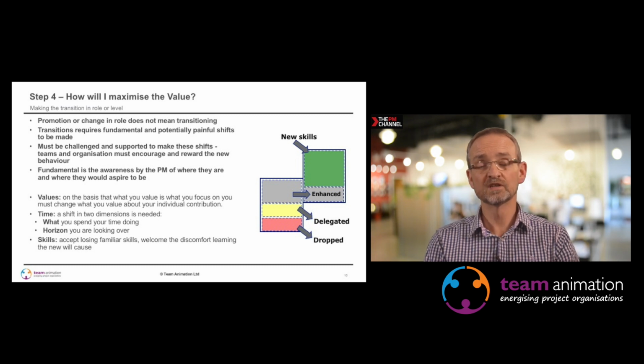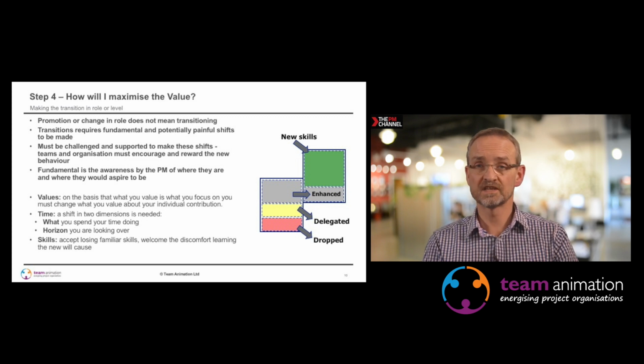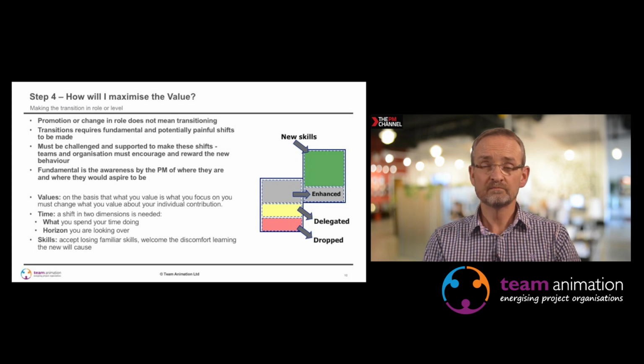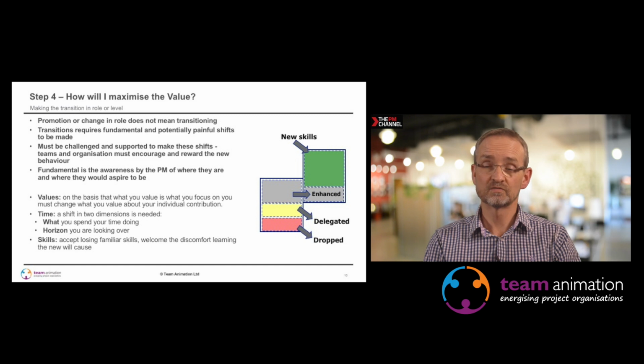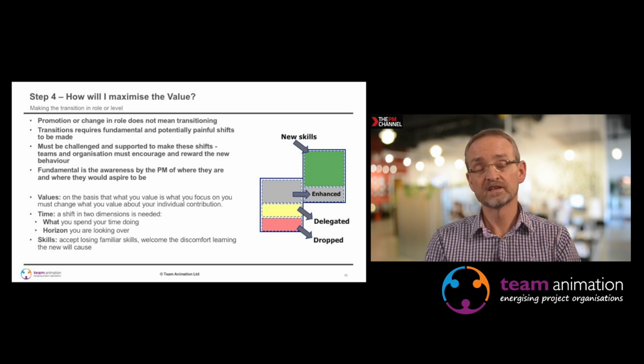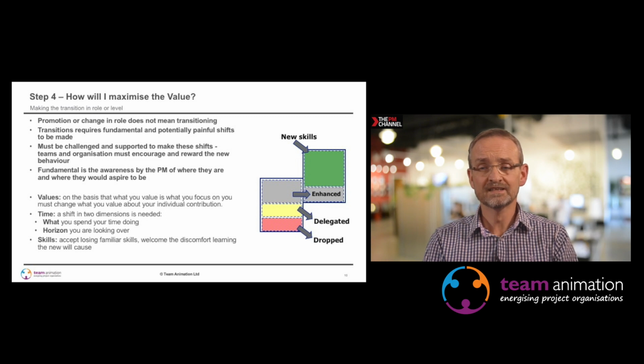Many people don't actually fully transition. They carry on doing broadly what they were doing previously, but just in a new role. It gives them comfort because that's what made you successful in the past. So it needs to be challenged and supported, as we've said, to allow people to make these shifts. And fundamental is the awareness by the project manager, project leader, of where they are and where they aspire to be. You have to keep in mind that it often takes around 6 months to a year for someone to be fully effective in a new role.